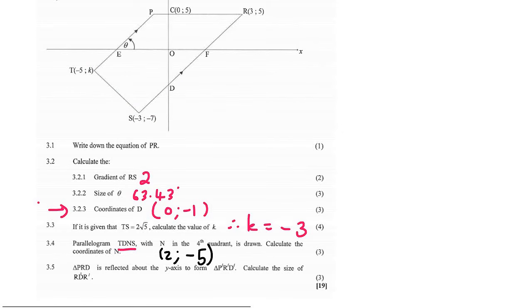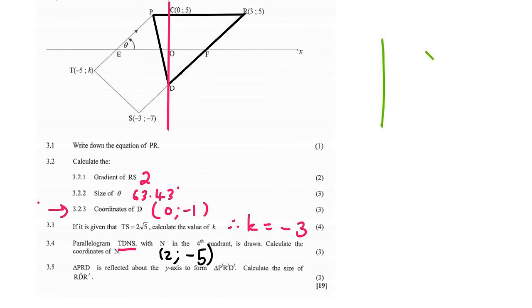Question 3.5 is quite interesting. They tell us that the triangle PRD, which I've done over there, is reflected in the y-axis. So they're going to reflect it across that pink line that I've just drawn. Now, when you reflect something across the y-axis, let's say for example you have a point over here, then it's just going to jump over and end up over here.